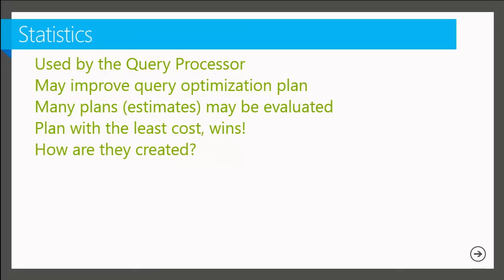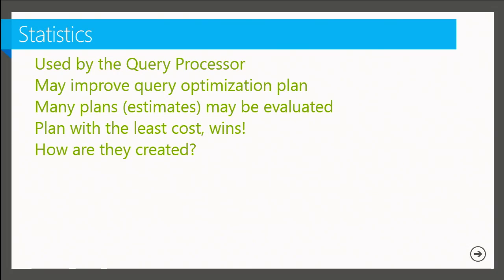So statistics, and I kind of went over a little bit of this, but they may indeed improve the query optimization plans. In fact, sometimes the results can be quite impressive when the right one is chosen. It also can be quite awful when the wrong one is chosen. And as I mentioned, the plan with the least cost wins.